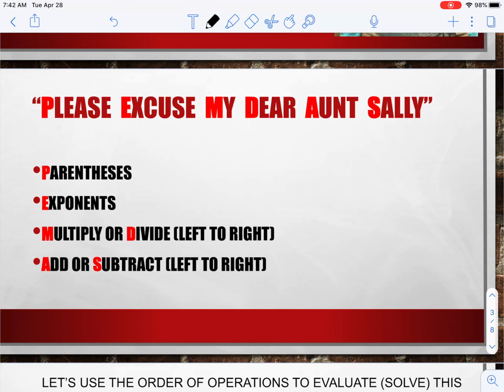Please excuse my dear Aunt Sally stands for parentheses, exponents, multiply or divide left to right, add or subtract left to right. Please excuse my dear Aunt Sally. Okay?